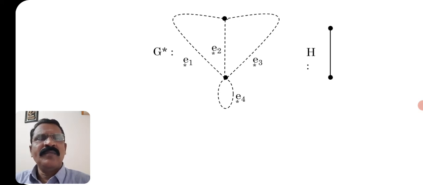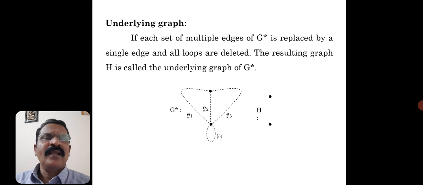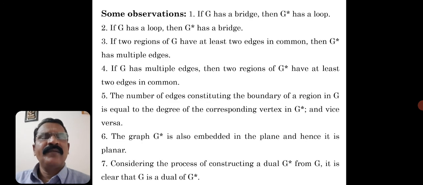So there are three multiple edges. Instead of that, we have considered only one edge, and all loops are deleted. Whatever graph we get will be the underlying graph of the G star. So here H is the underlying graph of the G star. I hope you have followed easily, because we require this concept for coloring the map or the planar graph.